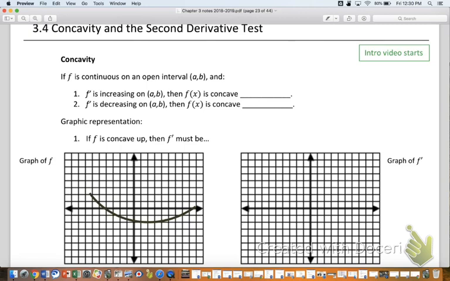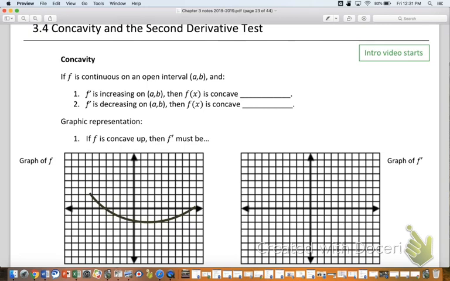So let me ask you one last question. If you're looking for absolute extrema, what are your candidates for absolute extrema? Endpoints and critical numbers. But what if you're looking for relative extrema? What are your candidates? Only critical numbers.